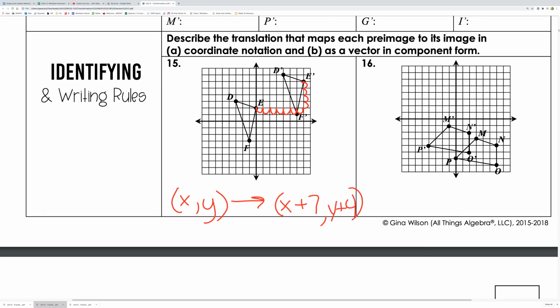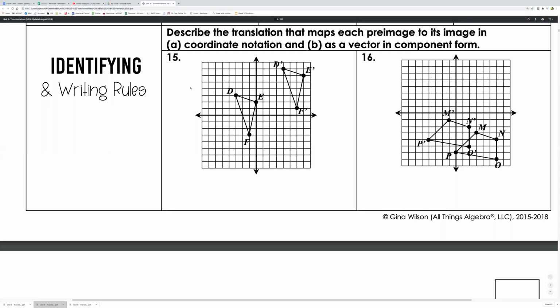Now doing my next one, I'm going to do M and M prime. So I'm going up 1, 2. So that'd be y plus 2. Then I'm going left 1, 2, 3, 4. So that'd be x minus 4. The important part here is making sure that you go from your pre-image to your image. So that is how we identify and write rules. I know it says vector component in these instructions, but we are actually not worrying about the vector component right now.